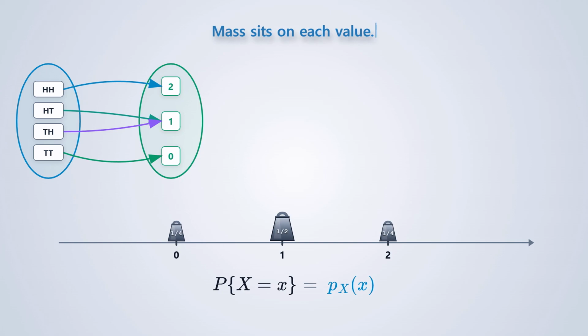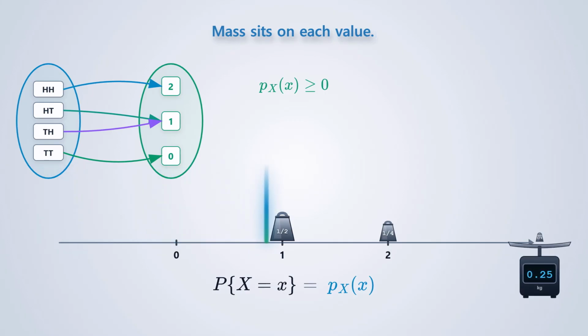Any honest mass function must obey two simple rules. First, no weight can be negative. Probabilities never fall below 0. Second, gather up every weight on the line, drop them all on a scale, and the total must be exactly 1. The sum of P of x over all values x equals 1.